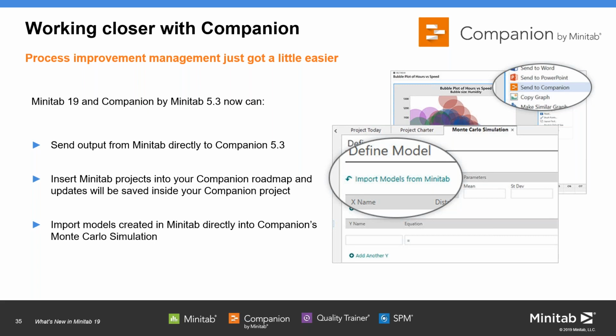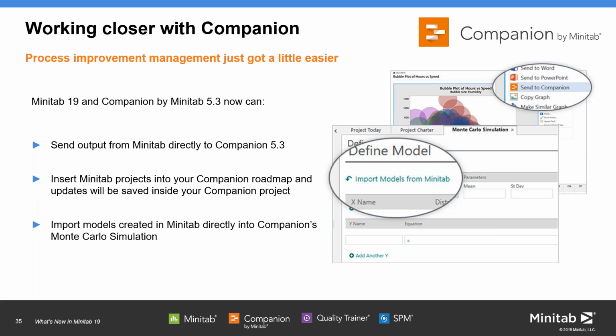We've also made some nice improvements in the way that Minitab and Companion work with each other. If you're not too familiar with Companion, that's Minitab's solution for organizing and managing quality improvement projects. Starting with Companion version 5.3, which is now available, you'll be able to send your output from Minitab directly to Companion. Many of you have seen the context menu that I showed within this presentation. Besides the options to export to Word or PowerPoint, you can now output to Companion as well.